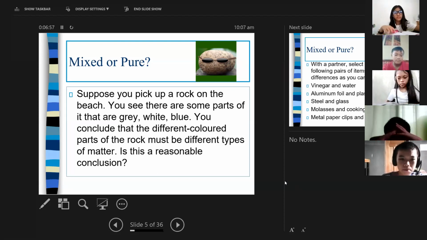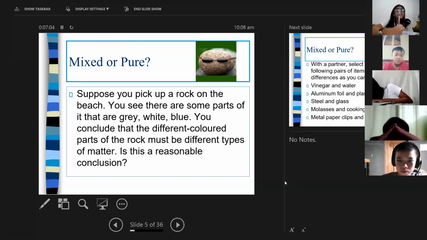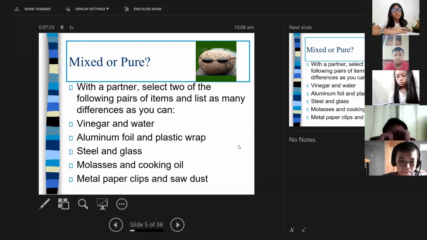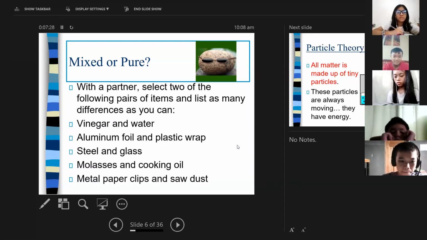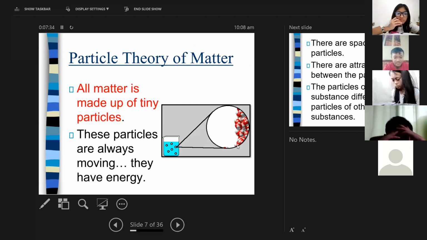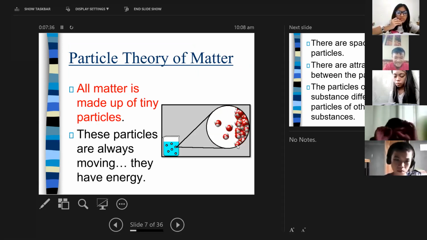What is the difference between pure and non-pure? So in this illustration, suppose you pick up a rock on a beach, you'll see some parts of it being gray, some being white, some being blue. So you concluded that it is of different colors. So probably the rock is made of different types. I hope that we can do this activity class, but never mind, we'll not do this activity. We're supposed to have this activity, but never mind. So let's consider this theory, particle theory of matter.